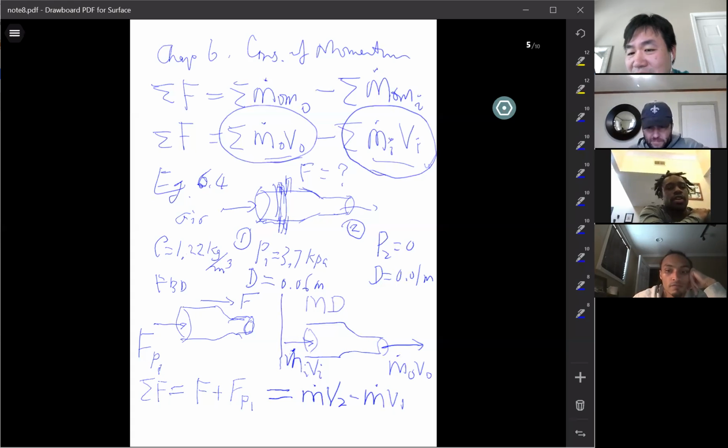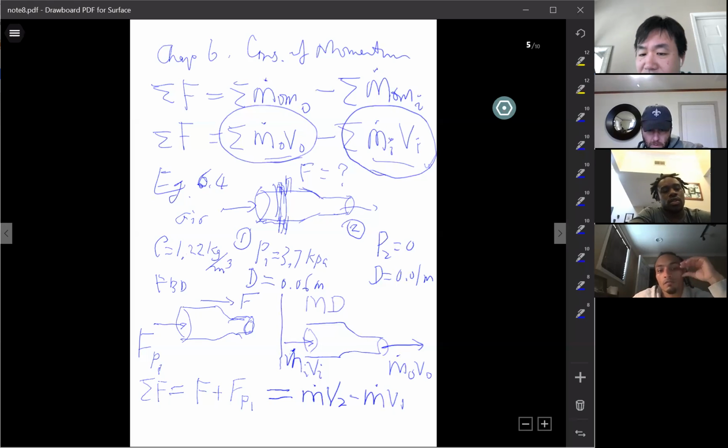Could you factor out the m dot? Dylan, what did you say? Since they're both positive in this equation, could you factor out the m dot? Yeah, I can factor out the mass flow rate. Yeah, I'll do it later. It's a calculation. I don't care.